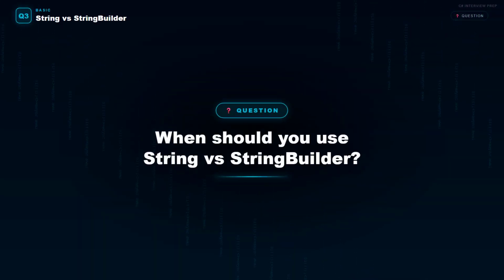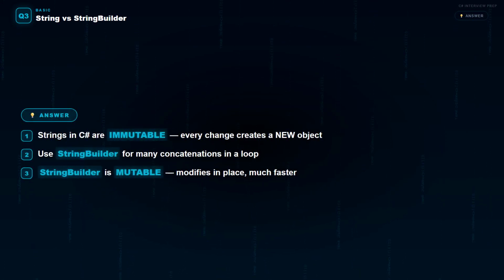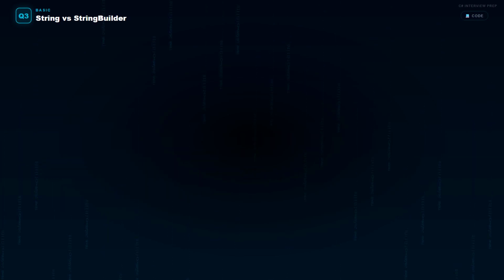Question 3. When should you use a string versus a StringBuilder in C#? Strings in C# are immutable. Every time you modify a string, the runtime creates a brand new object. Doing this in a loop is extremely wasteful. StringBuilder is mutable. It modifies the same buffer in place, making it much faster for many concatenations. The rule of thumb is, if you have more than 5 concatenations, use StringBuilder.